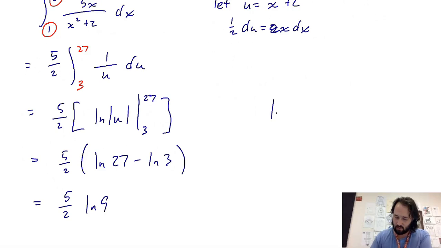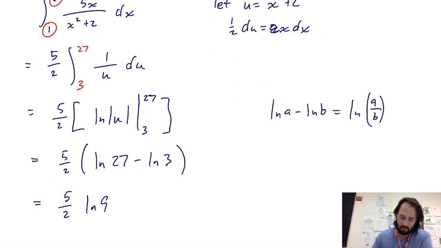Right, because don't forget ln of a minus ln of b can turn into ln of a over b. Means the same thing. So 27 divided by 3 is 9. That would be my area in units squared.